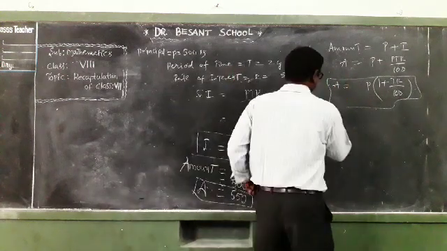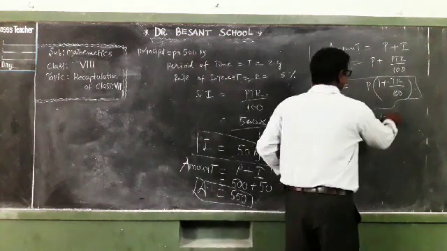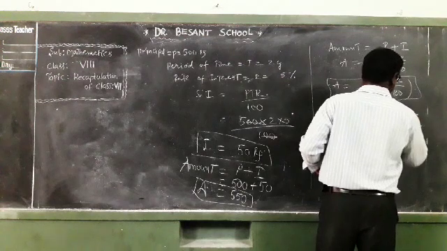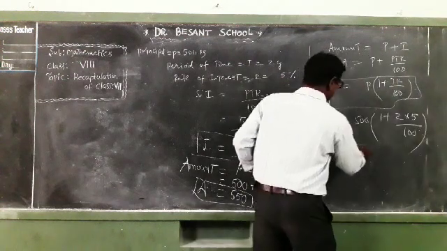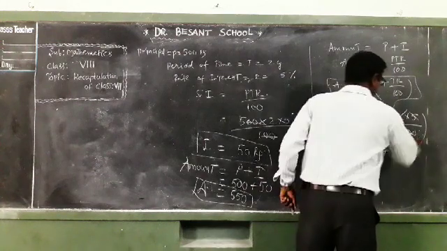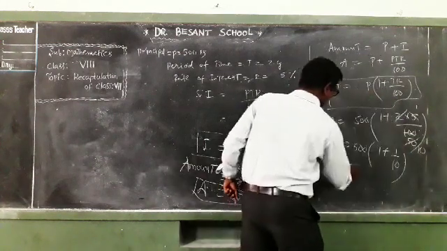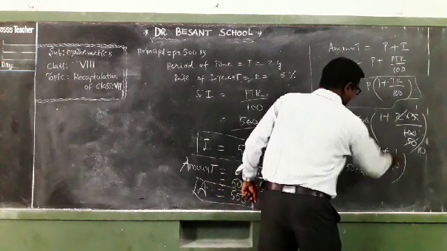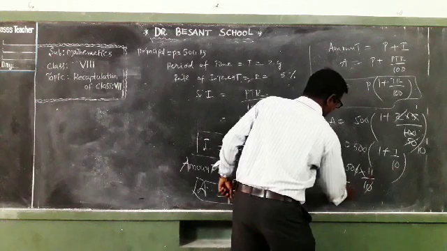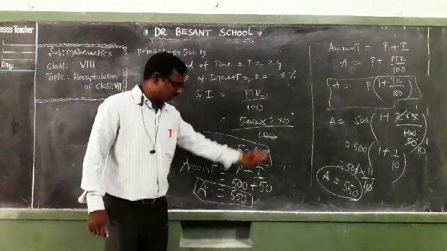For example, A is equal to principal, what I borrowed, 500, into 1 plus time 2 years, R means rate of interest 5%, by 100. So 500 into (1 plus 2 times 5 by 100). 5 tens are 50, so here 1 by 10. So it is 500 into (10 ones are 10 plus 1), 11 by 10. So the zeros cancel, 50 into 11, 550 rupees, which is the amount. So here also we have to pay 550 only.